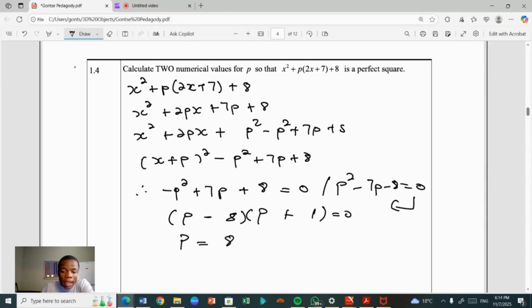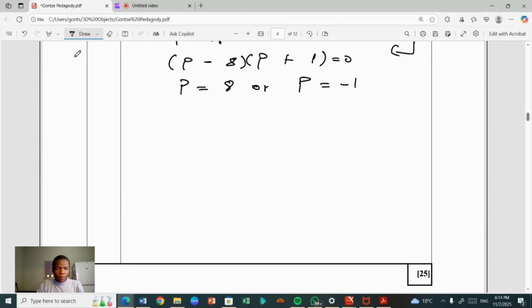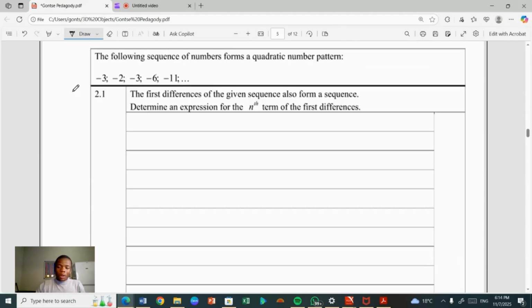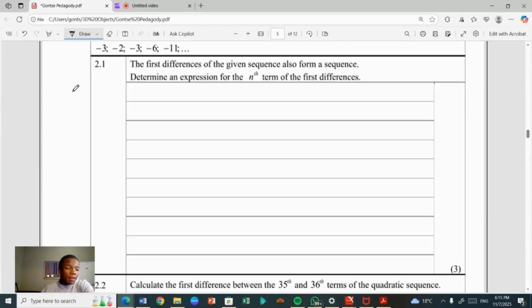Then let's move to question 2. Question 2, they said that the following sequence of numbers forms a quadratic number pattern, right? The first difference of the given sequence also forms a sequence. Determine an expression for the nth term of the first difference, right?